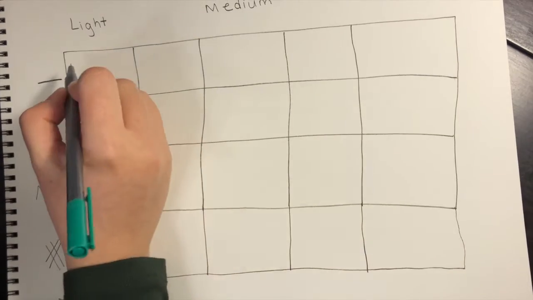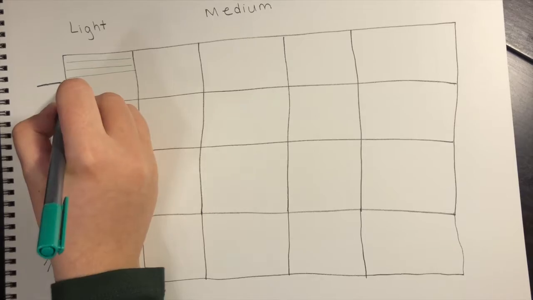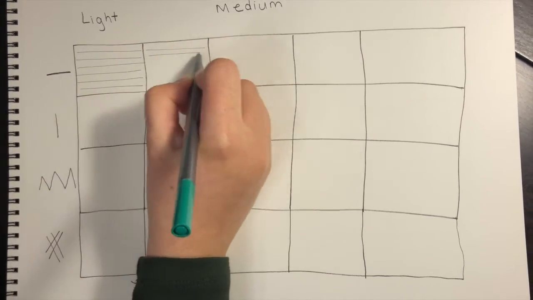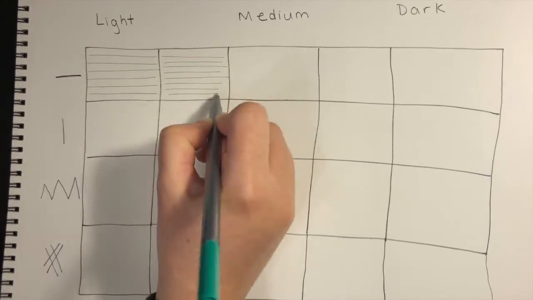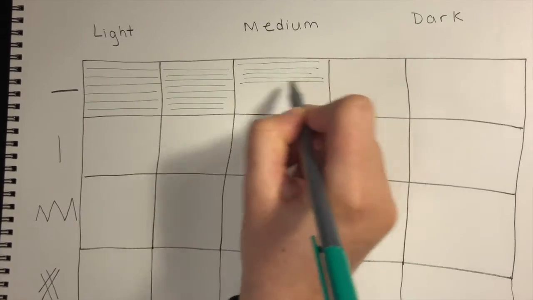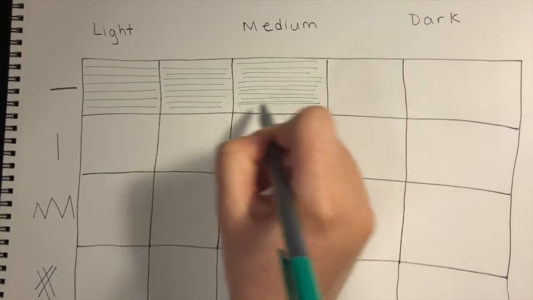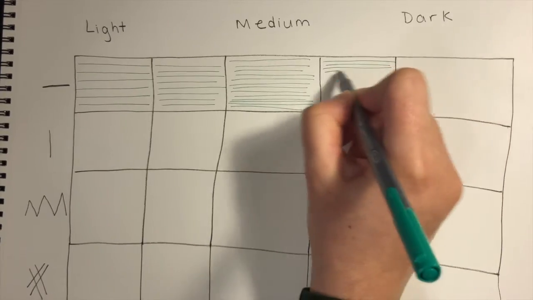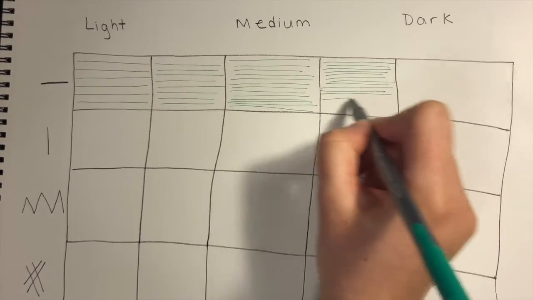So for example, here's just some light value of green. And then as I go further down my scale, you can see I'm putting more lines and they're getting closer together. I might end up even overlapping some of them at some point. Here they're going to have to get really close together because we're almost at the very dark stage.